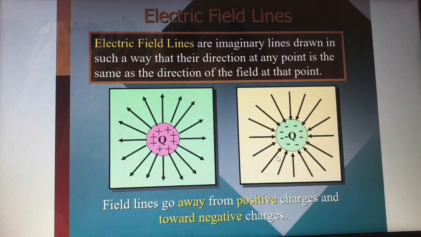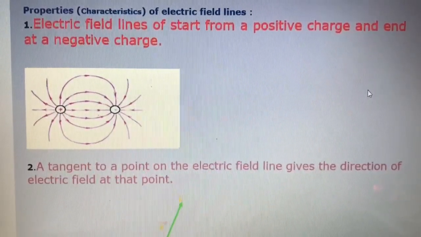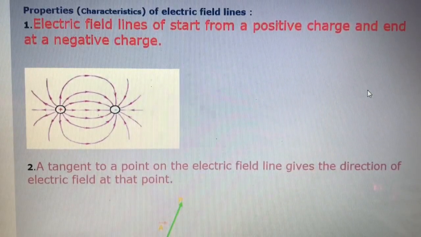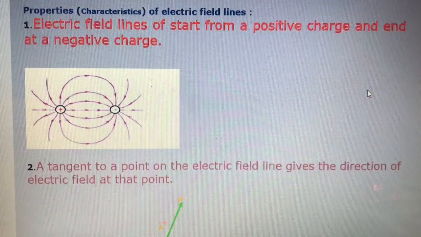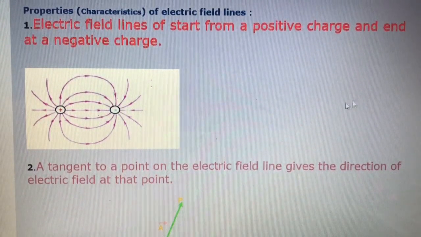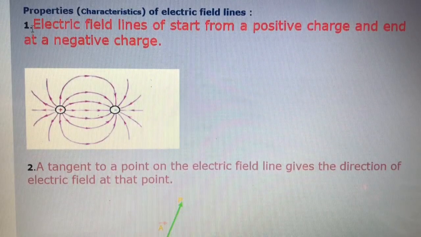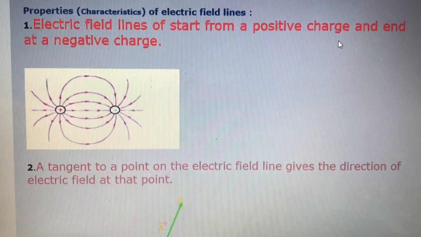Here, the first property is electric field lines go away from positive charge. Electric field lines move away due to the positive point charges and move towards due to the negative point charges. Here, there are certain properties of electric field lines. The first property is the electric field lines start from a positive charge and end at a negative charge.